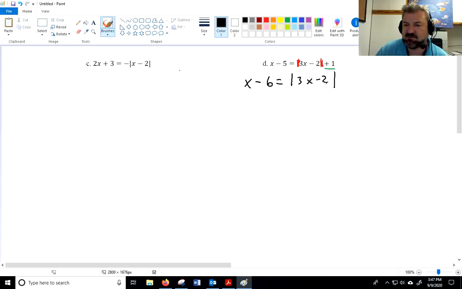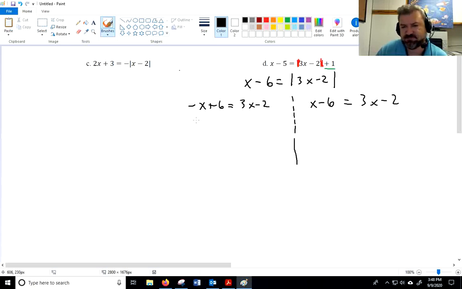All right. Going to remove the absolute value bars by setting it equal to the negative and the positive of that. If I do the negative of x minus 6, I get negative x plus 6. So that is one of them. And if I do the other, I have just positive x minus 6 is equal to 3x minus 2. I'm going to add x to both sides. Give myself 4x minus 2. Add 2 to both sides to get 8 equals 4x, which gives me x equals 2.